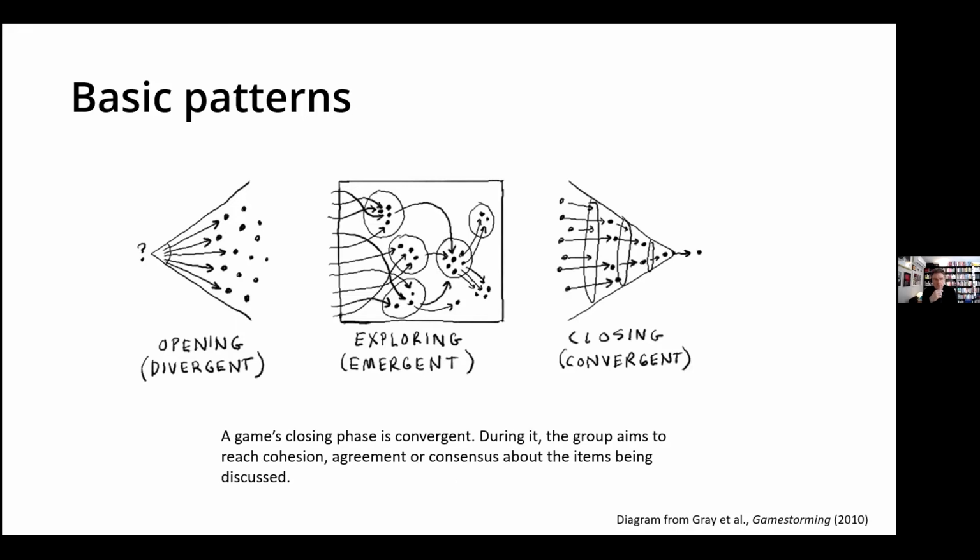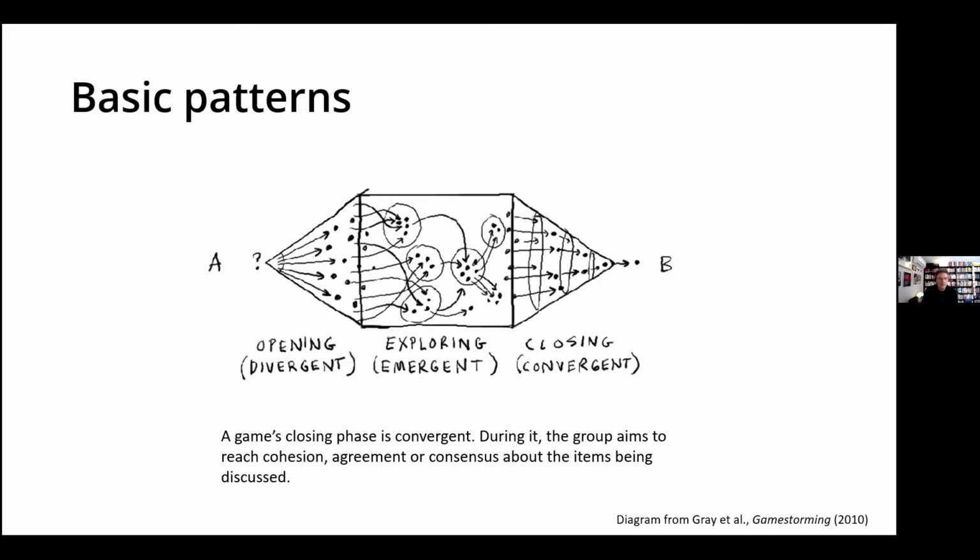And then a game's closing phase is convergent. During it, the group aims to reach cohesion, agreement, or consensus about the items being discussed. And fitting it all together, the overall shape looks something like this.